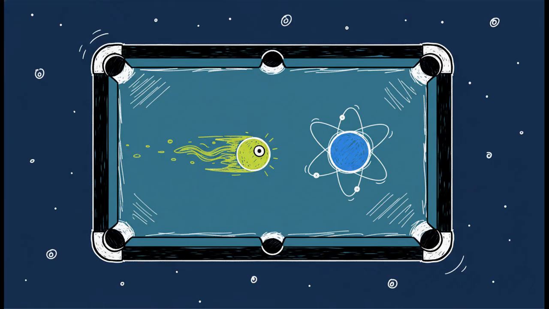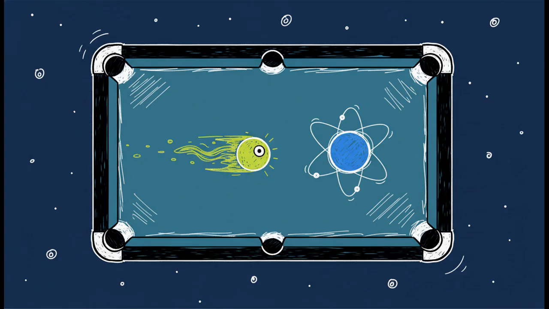Honestly, the best way to get your head around Compton scatter is to just think about a game of pool or billiards. The incoming photon? That's your cue ball. The outer shell electron? That's the object ball. And what happens next is just straight up physics, conservation of energy and momentum.